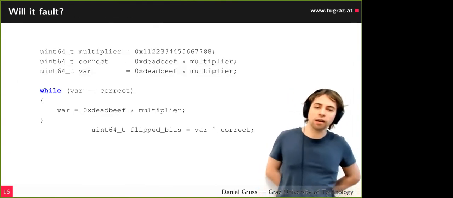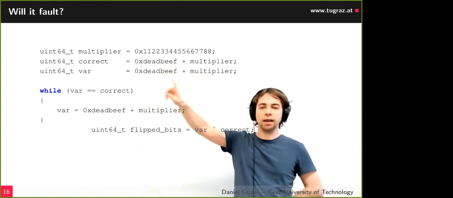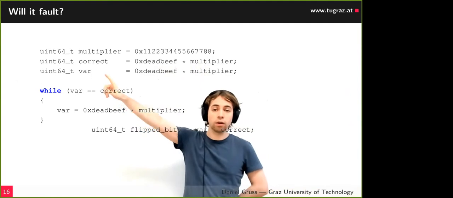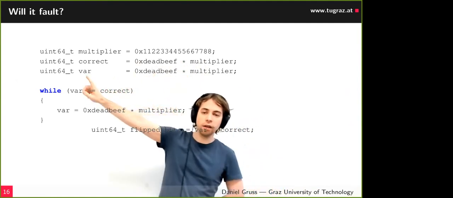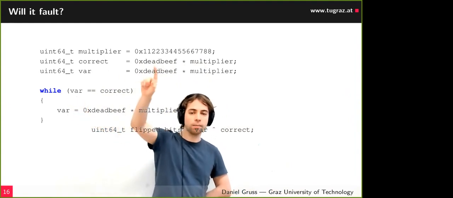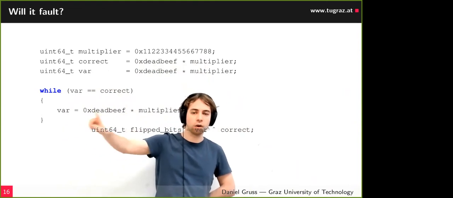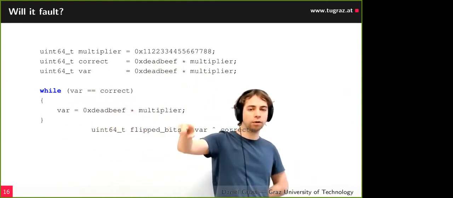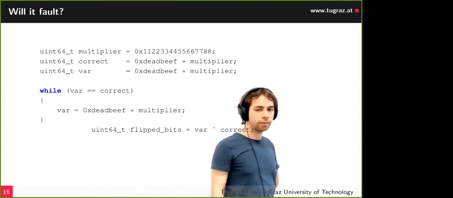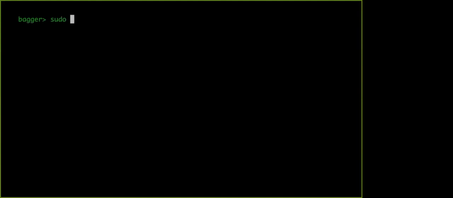So let's take a look at what we can do here. We have this simple code with a correct and a second multiplication. And what we will do is we will check whether the result from this multiplication will be the correct result. And we compute this again and again. And this is all computing just the same. Will this create bit flips? Let's have a look. So here we run exactly this example.